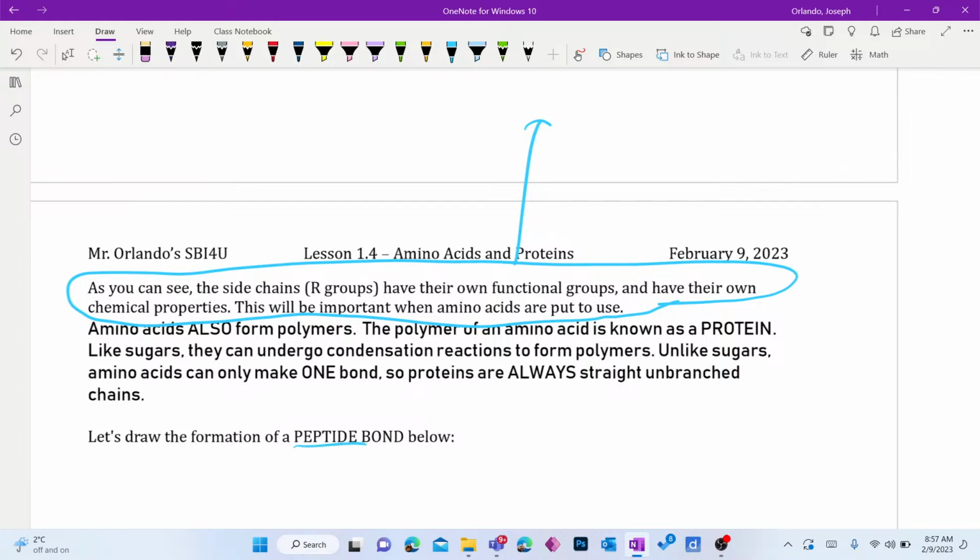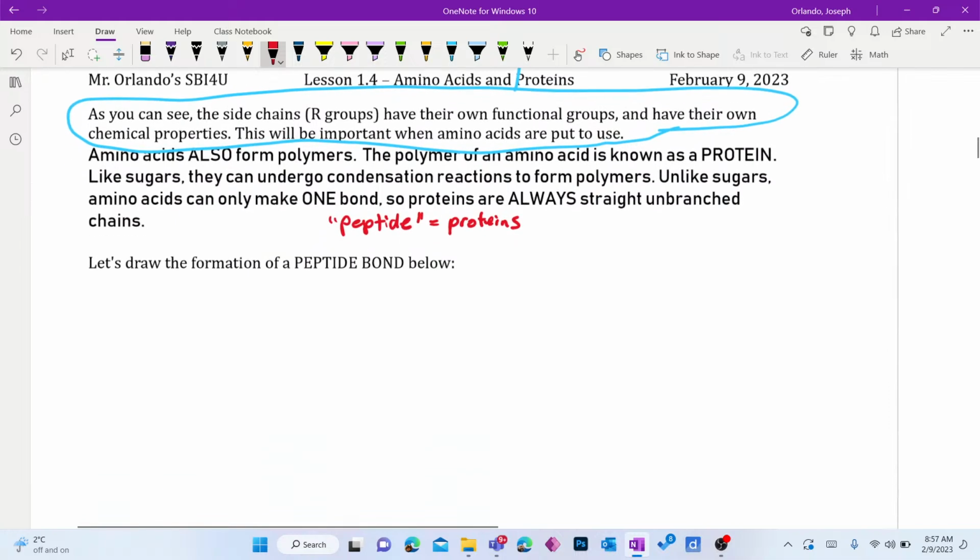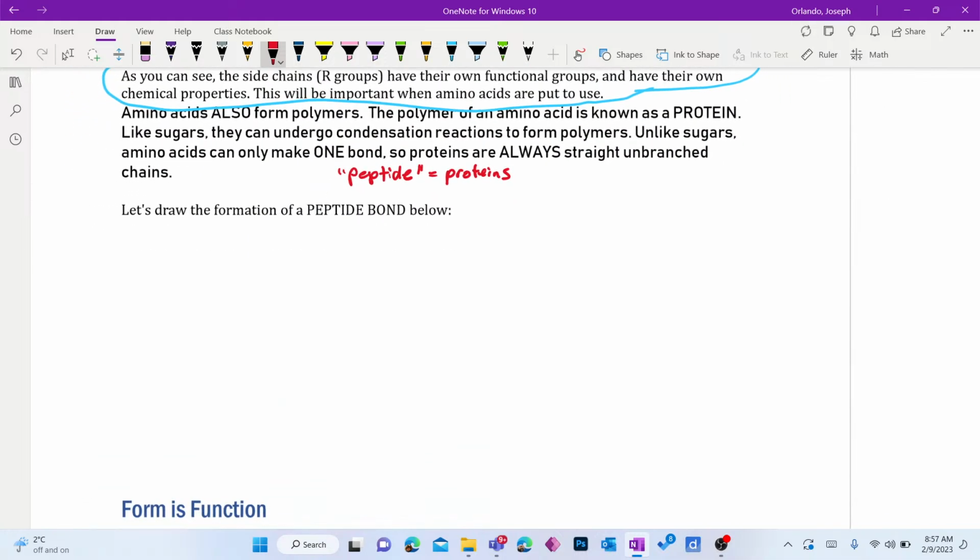So peptide as a prefix always refers to proteins. In fact, more specifically, amino acids, but that's okay. Just as a reminder to yourself, anytime you see the word peptide, we're talking about proteins. Anytime you see saccharide, we're talking about sugars. So let's draw a peptide bond. How many amino acids are we going to need to show, at a minimum, how them bonding together would work? Well, at least 2, right, if they're going to bond.